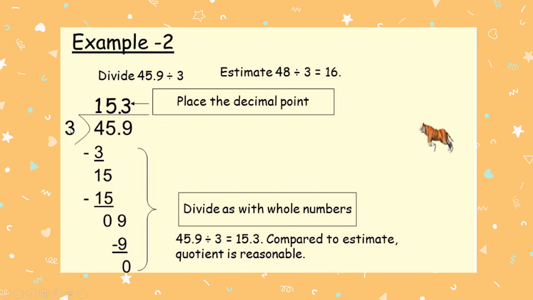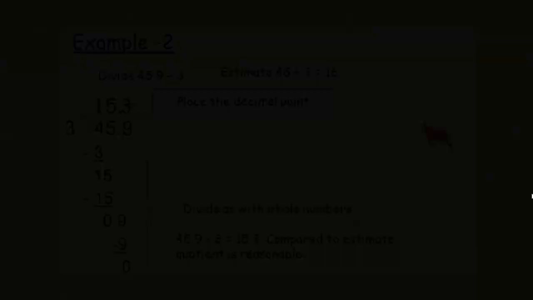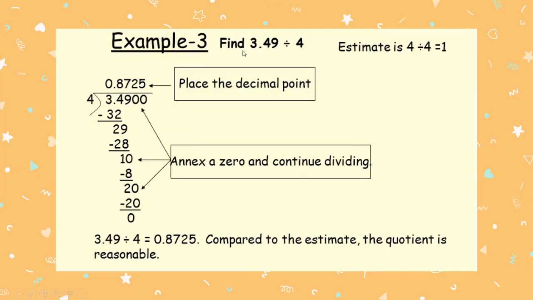Then we multiply 3 times 3. 9 minus 9 will give us 0. 45.9 divided by 3 is equal to 15.3, which is very similar to our estimate, so it's still reasonable. And then we have 3.49 divided by 4. If we estimate, it'll give us 4 divided by 4, which is equal to 1.